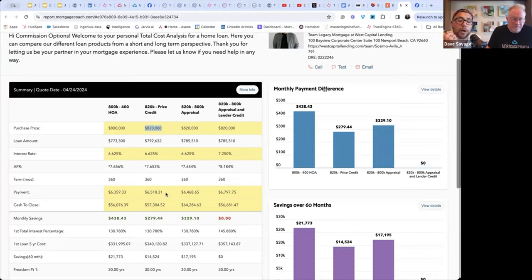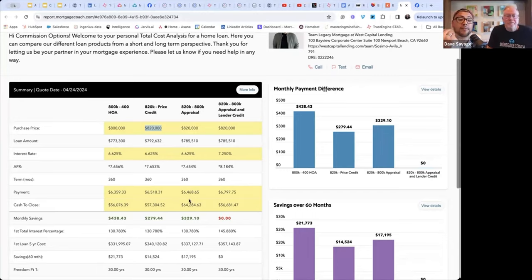Okay, but Sosi, what if it doesn't appraise? What if it still only appraises at $800,000? Well, if it doesn't appraise at $800,000, right? We can change the down payment from 5% to 3.5%. Now it's $65,000 out of pocket with $6,468. And so there they go, okay.